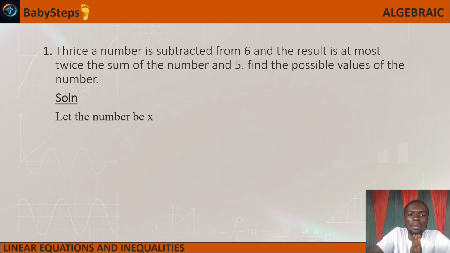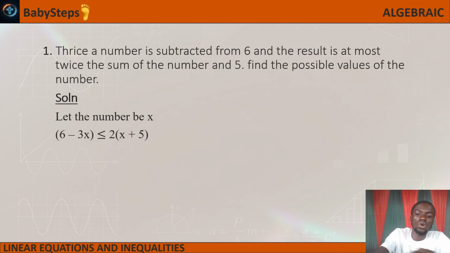So the sum of the number is x. The sum of the number and 5 is x plus 5. So twice of that is 2 open brackets x plus 5. Let's try to understand. So find the possible values of the number. So our first expression is 3x. We are taking 3x out of 6, and then not more than the second expression. So that means less than or equal to the second expression. So 2 times x plus 5.